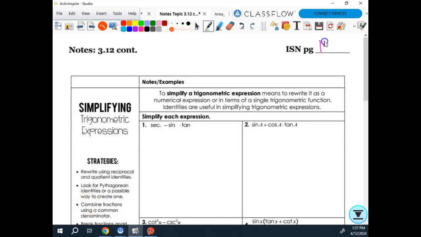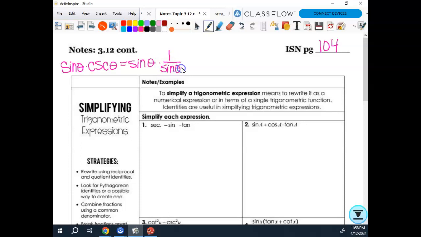All right, so let's go to page 104 when we're done. We're going to write a couple of things at the top before we actually start going through this. So if we have sine theta times cosecant theta, and we want to simplify this, I'm going to rewrite cosecant. What's another way I can write cosecant? 1 over sine. Good, so 1 over sine theta.